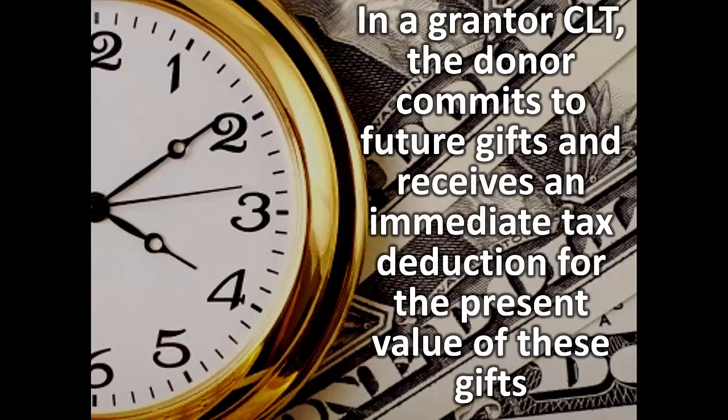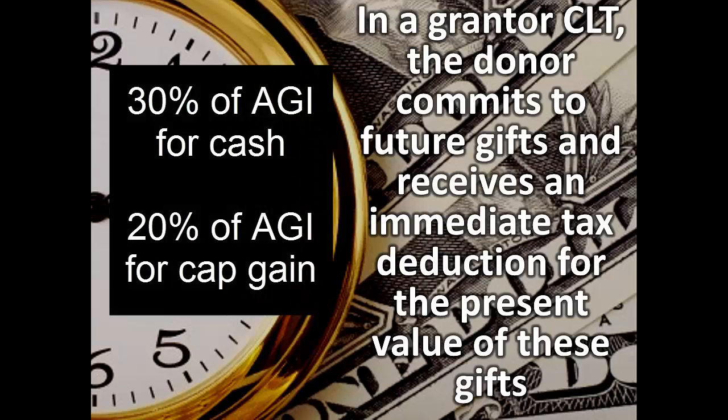The tax deduction for transfers to grantor charitable lead trusts is limited to 30% of adjusted gross income, or 20% if funded with long-term capital gain property, because the gift is considered to be "for the use of" charity rather than "to" charity. This is because the charitable lead trust itself is not a tax-exempt entity, unlike the charitable remainder trust.